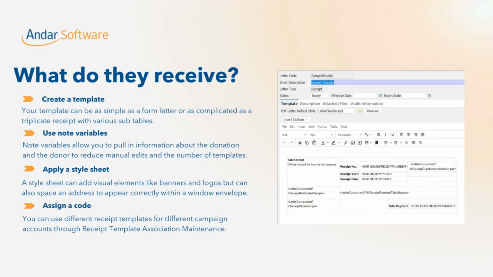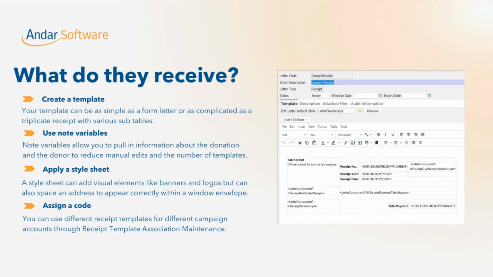Okay, the note variables allow you to pull information specific to that donation and that donor, and it just allows you to simplify your template so that you're not having to have 20 different templates for different scenarios. You can use 2, 3, 4 templates and cover just about everything because the note variables are flexible in what they pull in. Okay. You have the option to apply a style sheet.